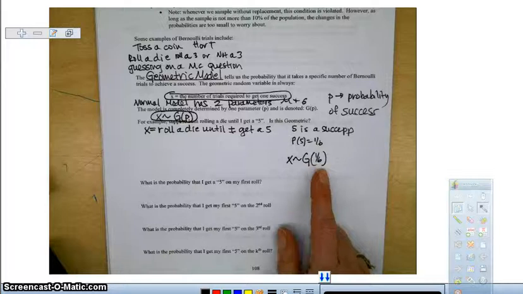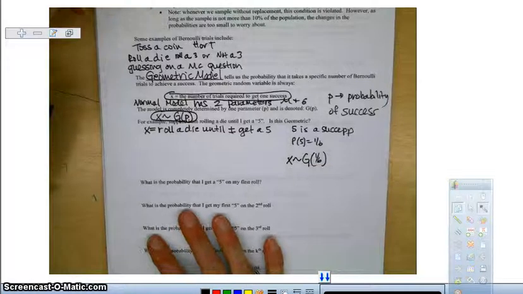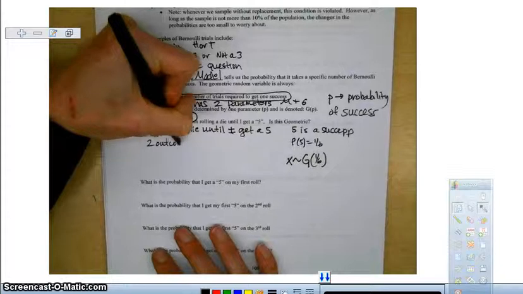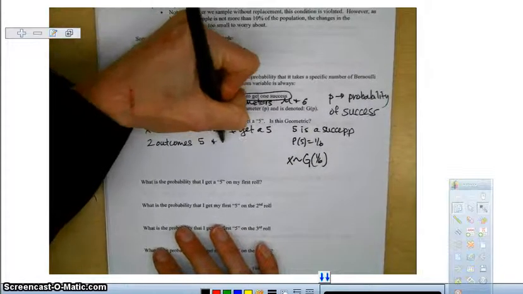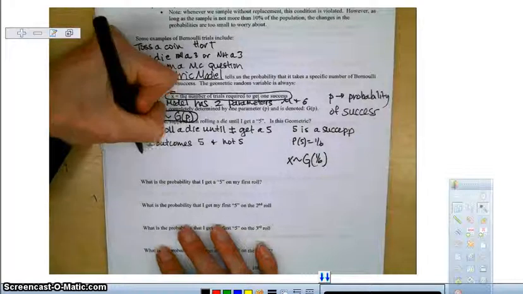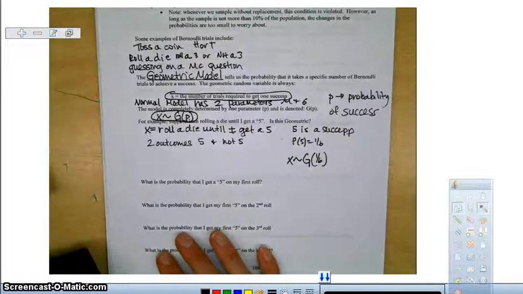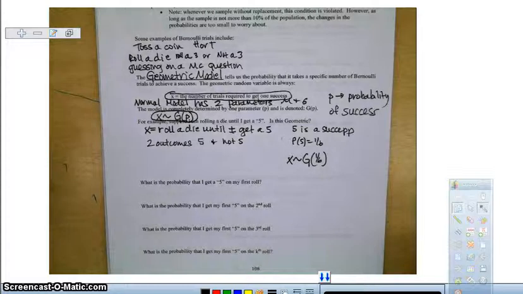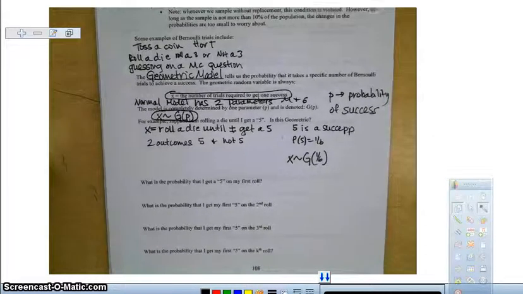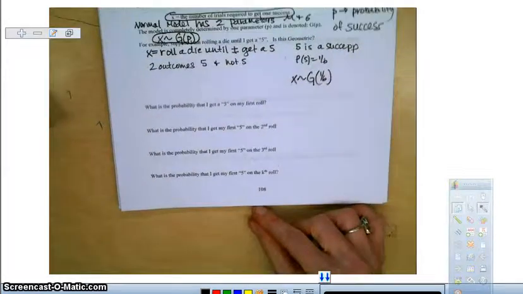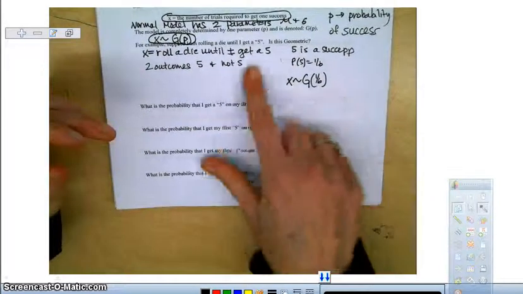Okay, so further we can go up here and say, well, there's only two possible outcomes: 5 and not 5. Probability of getting a 5 is always 1/6. And we know rolling a die is independent each time. So we want to answer the questions down here about this geometric model that we just defined up above.